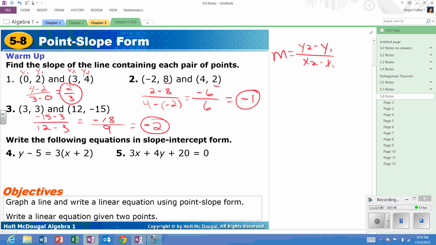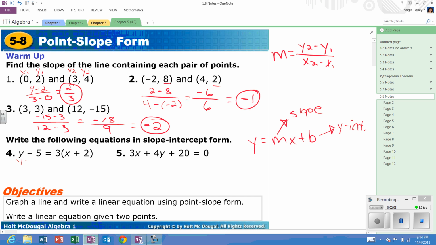Okay, second part of the warm-up, write the following in slope-intercept form. So remember, slope-intercept form is y equals mx plus b, where m is our slope and b is our y-intercept. Okay, so it just wants us to get it in that form. That means we're solving for y, or we're isolating y.